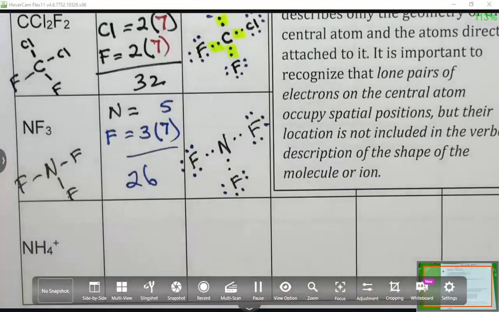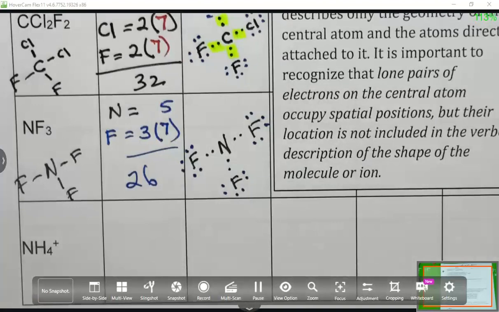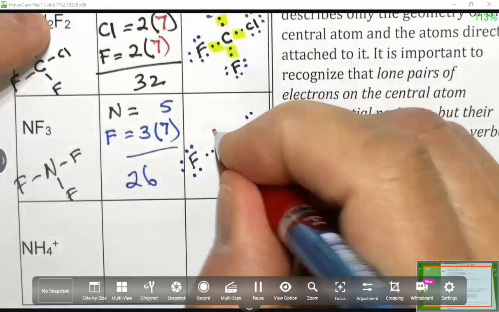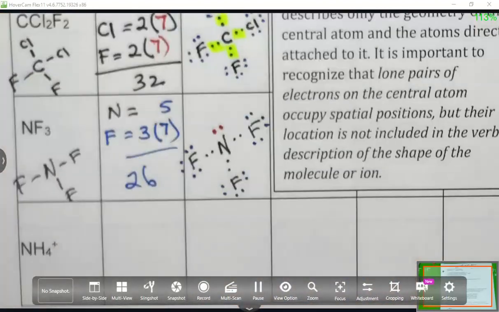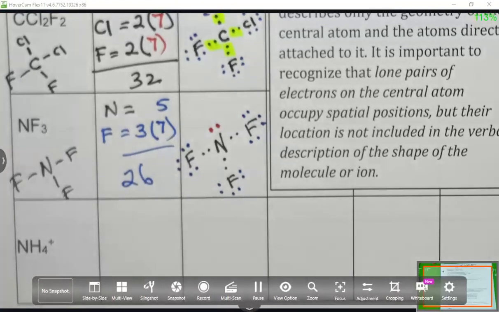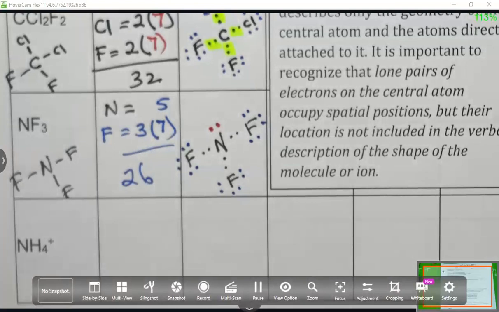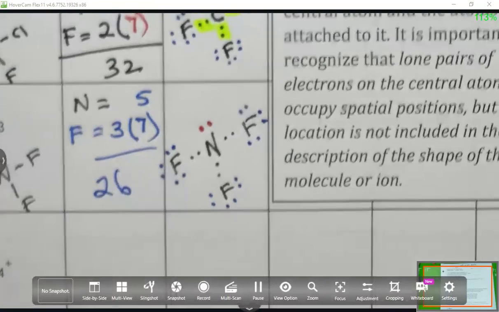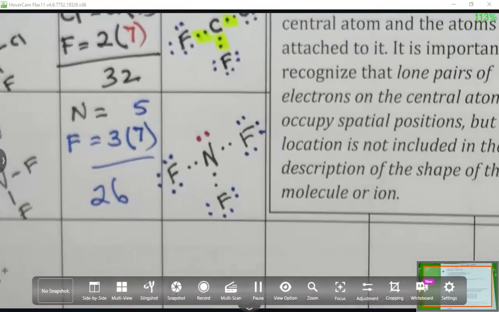Okay, so let's do that. All we got to do is put our last 2 electrons around the central atom. That red shows up. Now, nitrogen's going to Water Street. It has 8, right? Everybody's happy. Happy Friday, everything's good for the weekend.